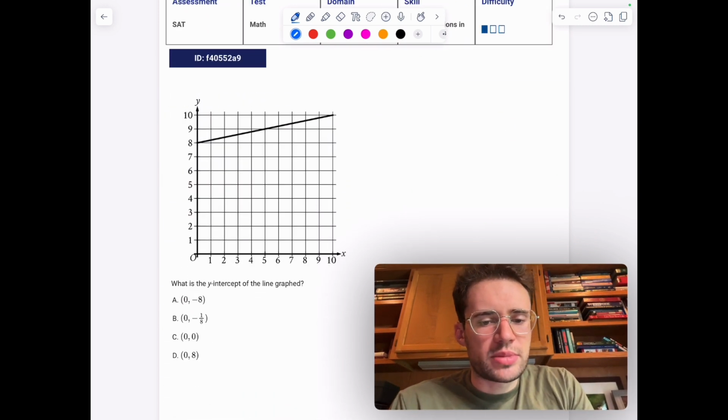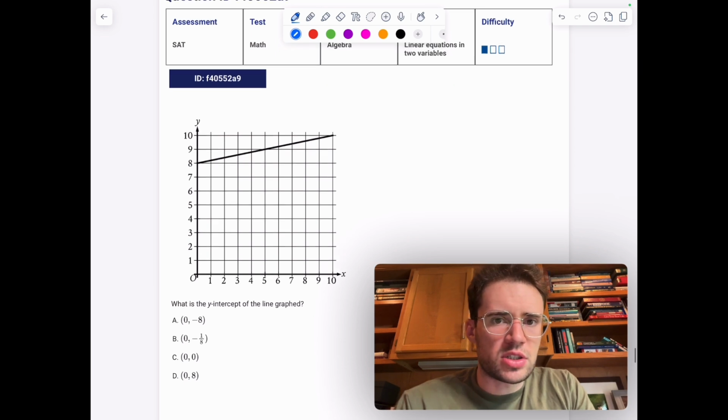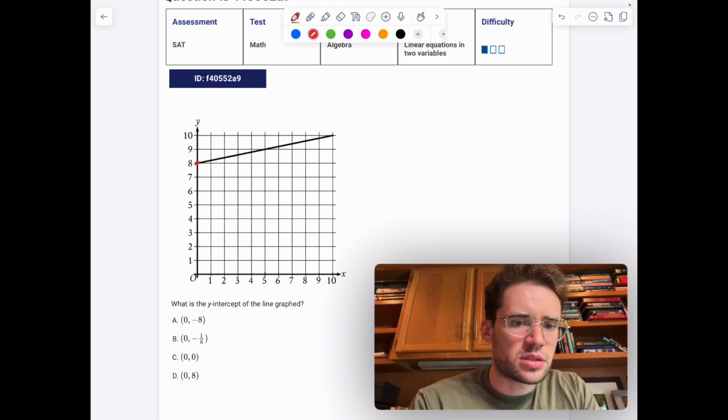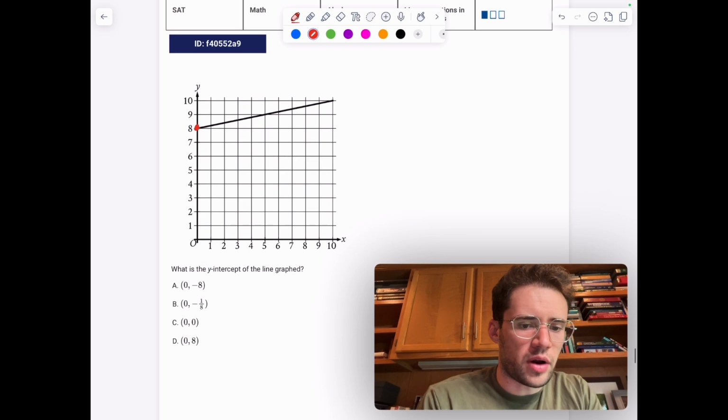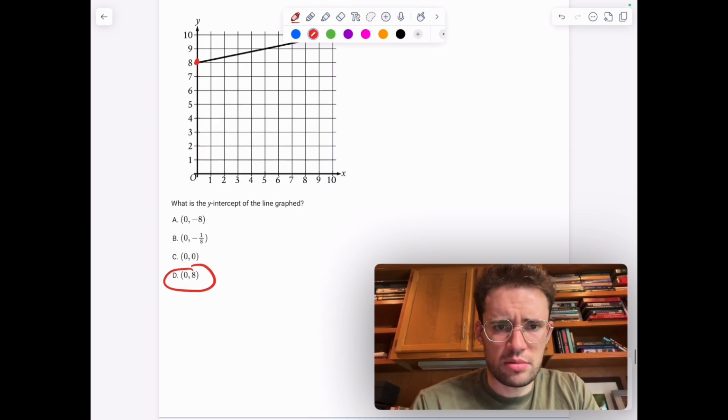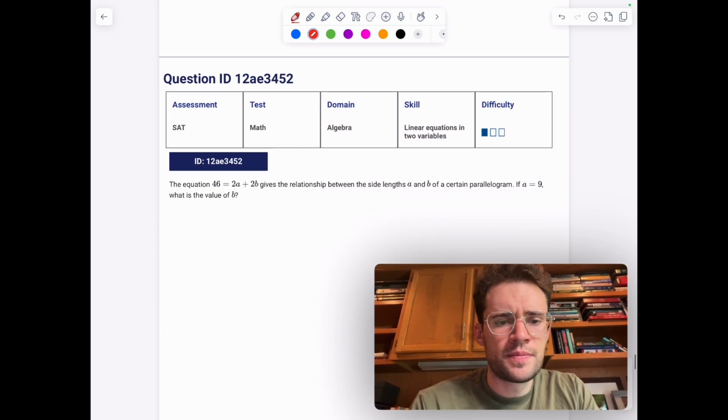What is the y-intercept of the line graphed? The y-intercept is where it crosses the y-axis. So that's just going to be here, 0 over, 8 up. All right, so these questions are really not too mean.